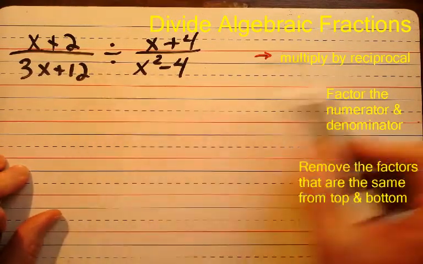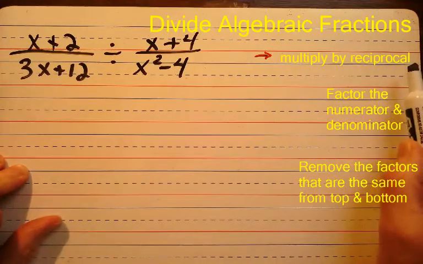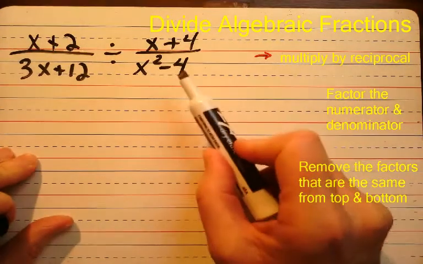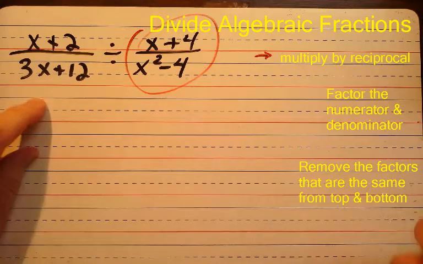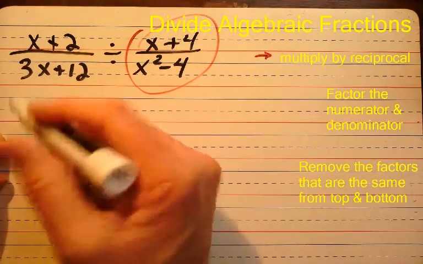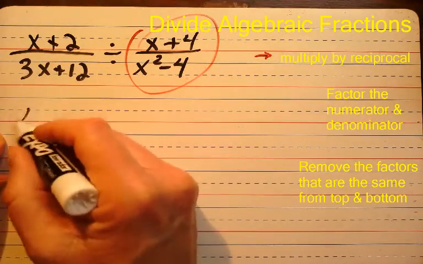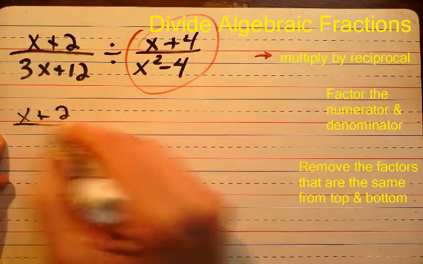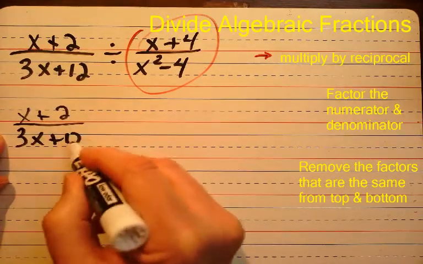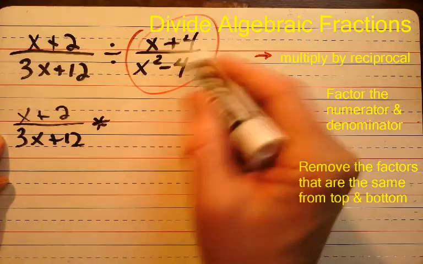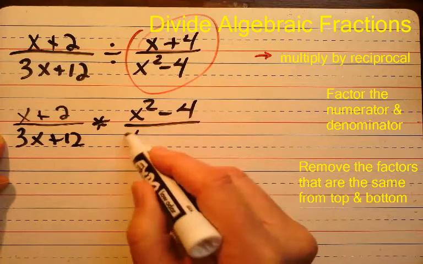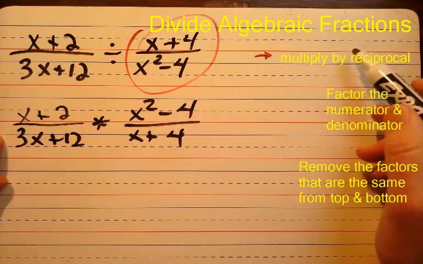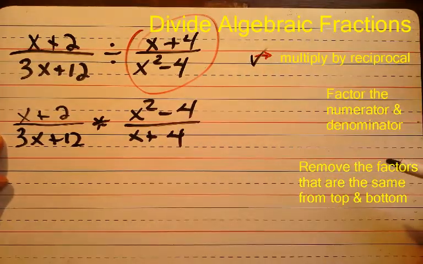It's a divide question. First step, I have to multiply by the reciprocal. I turn the second fraction upside down. This is the guy you flip over. Do not change the first fraction at all. It stays the same. So let's do that: x plus 2 over 3x plus 12, times, I flip this one upside down, x squared minus 4 over x plus 4. That's step one. I did it, right?